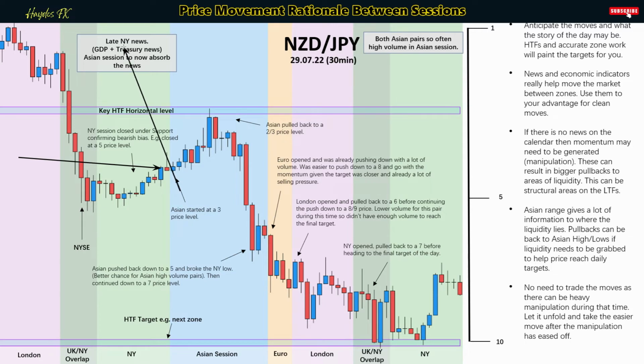We had late N1 news, GDP and Treasury news, and that's why there was a lot of volatility in this New York session. And now we've got the Asian session that has to absorb that news. So the Asian session pulls back a little bit. We started at like a 3 now. Price pulls back. We get to a 2 to 3. There's a typo here. That should be a 5, and we pull back to a 2 to 3. Then the Euro news comes in. Euro news drives price down, because whatever happened in the GDP and the Treasury news was obviously bearish for Aussie and New Zealand, and it was strong for yen.